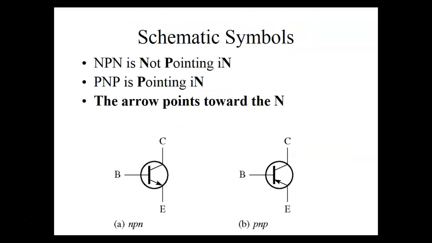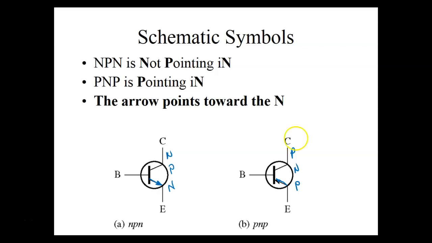Here's two symbols. To keep up with them, these are little terms that we sometimes use. NPN is not pointing in. If I come over, and we're looking at this guy right here because this is the emitter, and this is pointing out, so it's not pointing in, right? And then this guy right here is pointing in. So this is going to help us to identify the polarities.